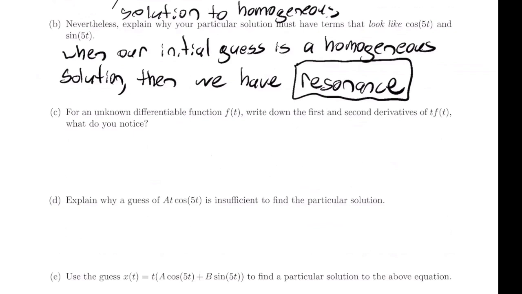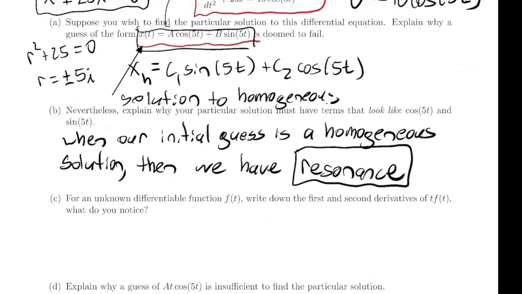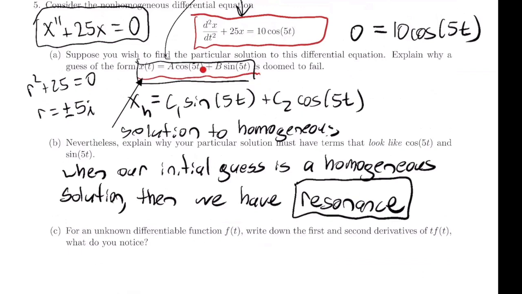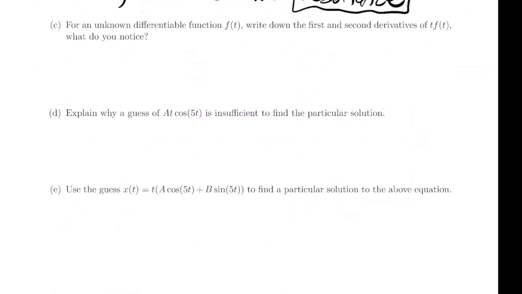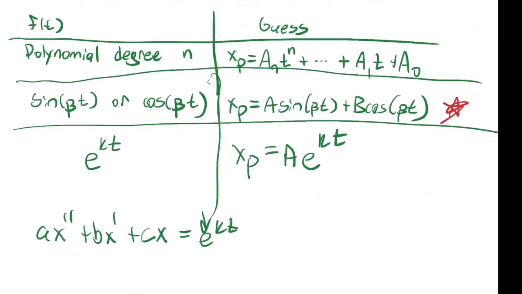And so, just to look ahead a little bit, when we have resonance, we need to tweak our initial guess. So we had an initial guess over here, which looked like the given forcing function, but we noticed that this is actually just the homogeneous solution. So we're going to take our initial guess and just multiply it by a power of t, similar to what we did when we had repeated roots for the homogeneous case. So let me just modify our table over here.